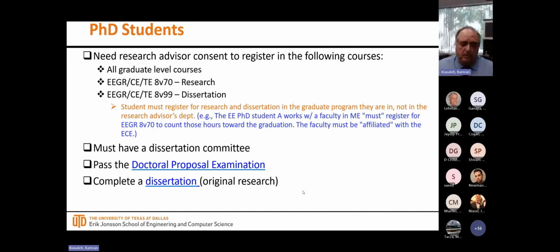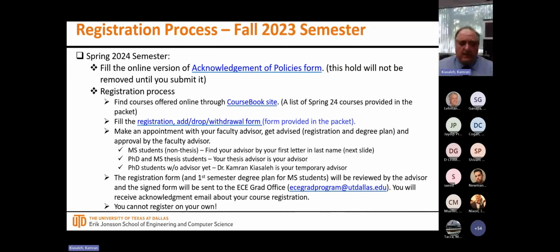And then for the registration process, you have to find courses you want online in the course book. There's a link here. And then we will provide a list of courses for you. And then you have to have a registration form. Again, that's the add and drop form that you're going to fill out. I'm going to talk about this and show you the form, which you can register using only. You cannot just log in and register yourself.